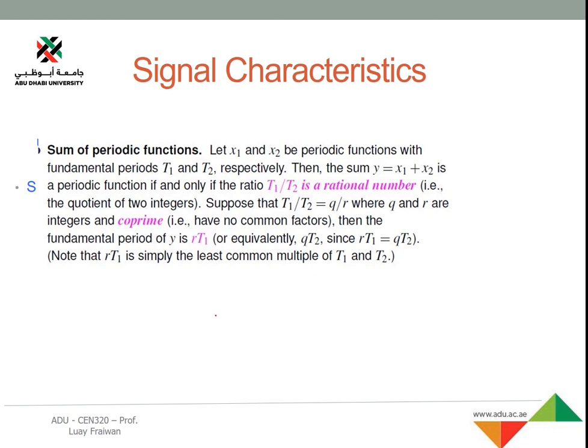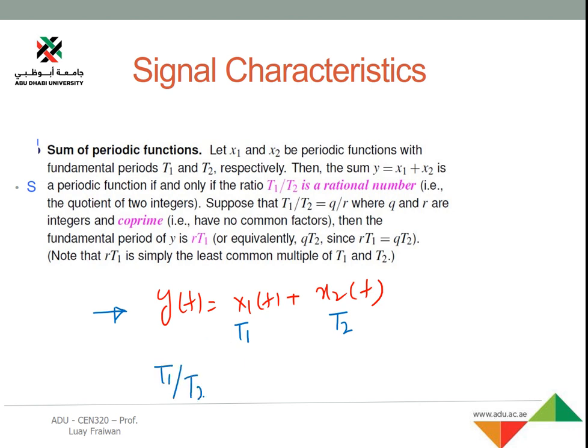Let's say you are getting an output from the two signals, and the time periods of the first and second signals, which are periodic, are T1 and T2. Now you want to check whether your output signal is periodic or not. So what will you do? You will take the ratio of these two time periods.